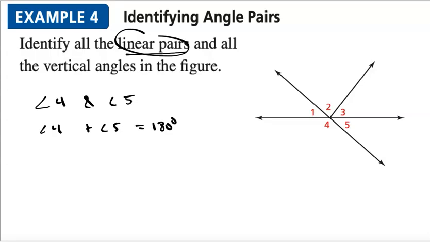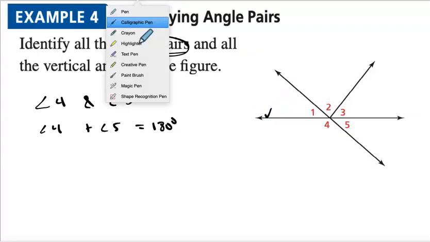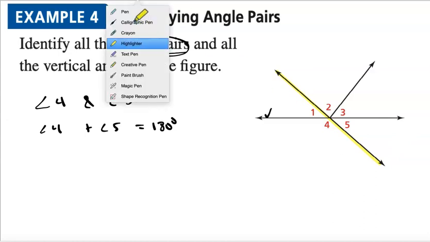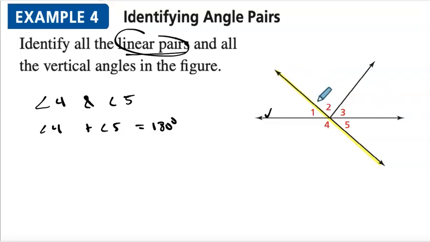Alright, so I took care of this line here. I'm just going to put a little check here. Done. Then I'm going to look at another line. My other straight line is this line here, straight across this way. I'm going to look on both sides of the line and try to identify any linear pairs. On the top part of the line, there are 3 angles, 2, 3, and 5. That's not a pair, that's a trio, so I don't care about that part.